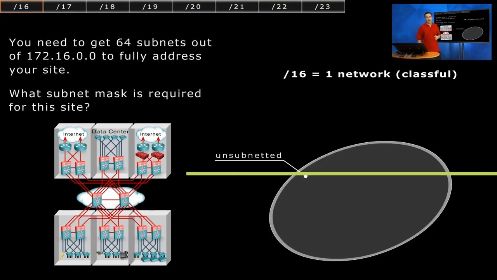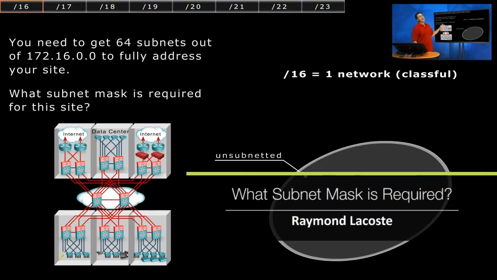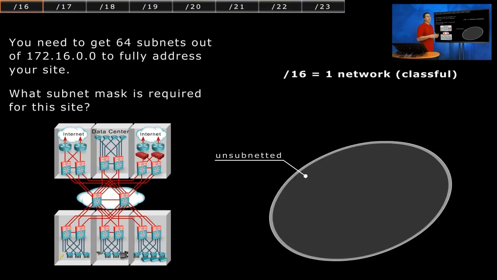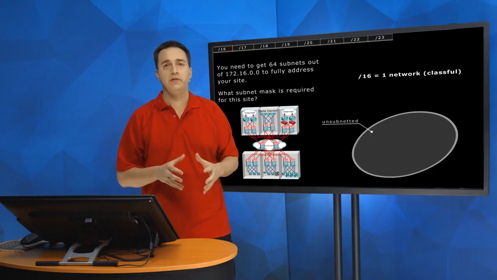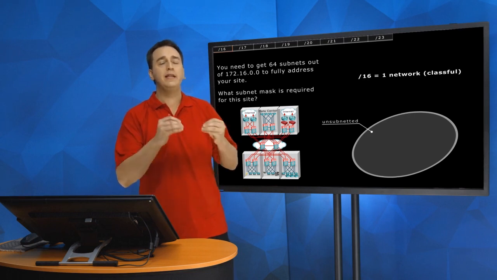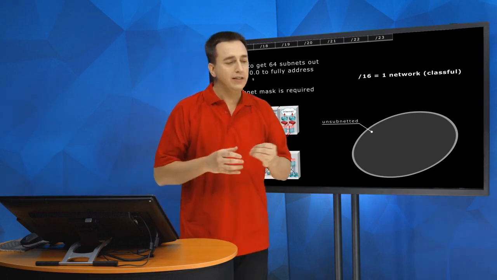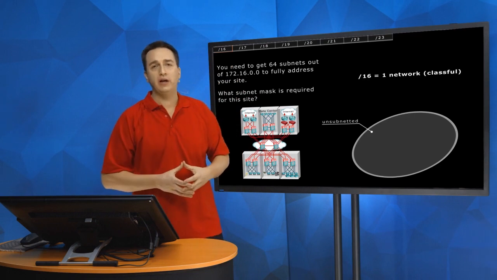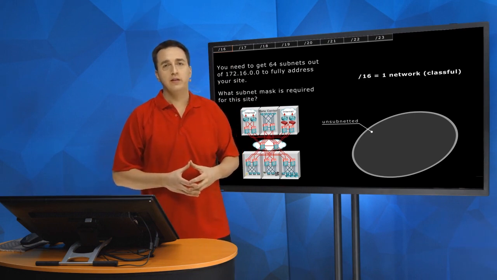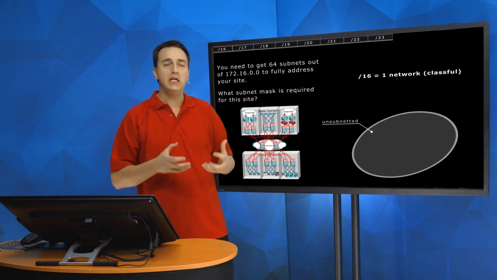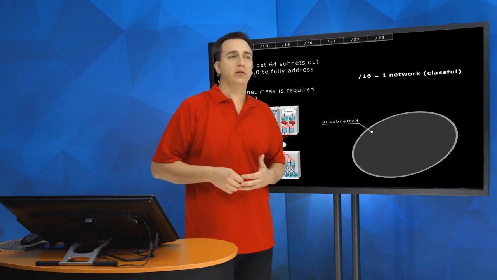Analyze our scenario right now. What does it say? It says you need to get 64 subnets out of 172.16.0.0/16 to fully address your site. I need to get 64 subnets. So 64 different broadcast domains, 64 different local area networks, 64 different independently unique addressed networks.